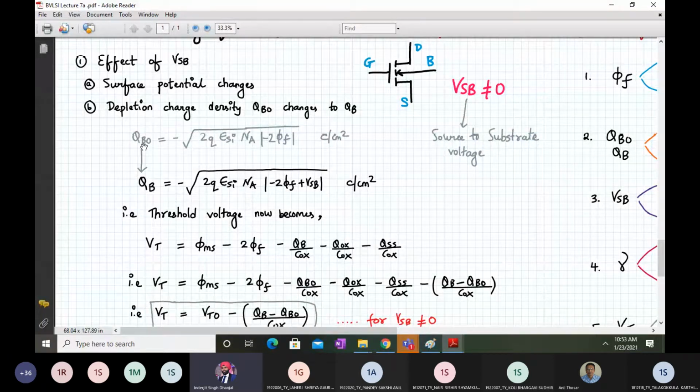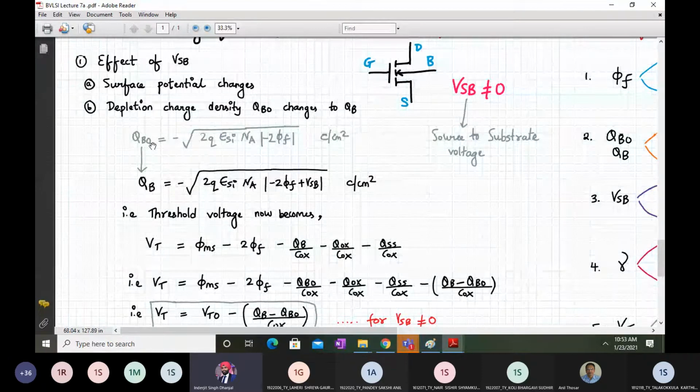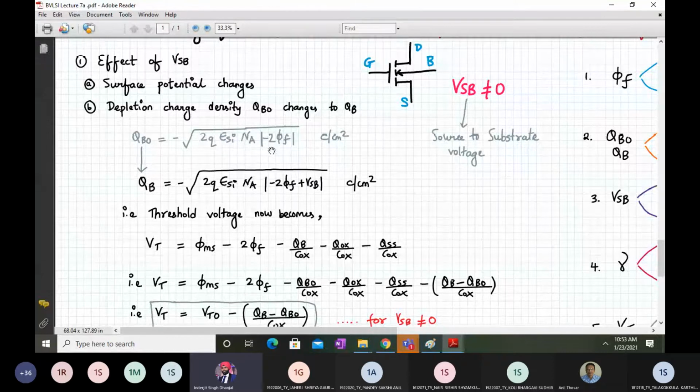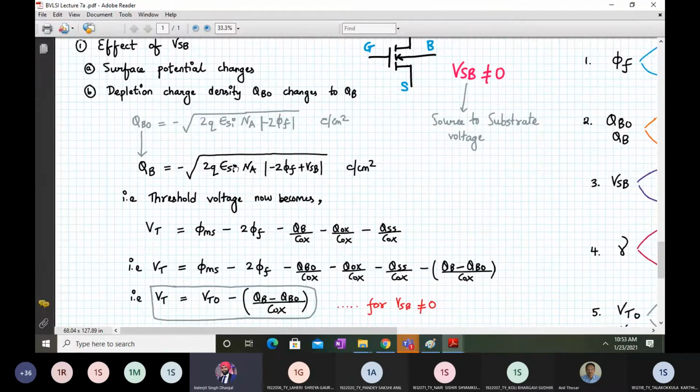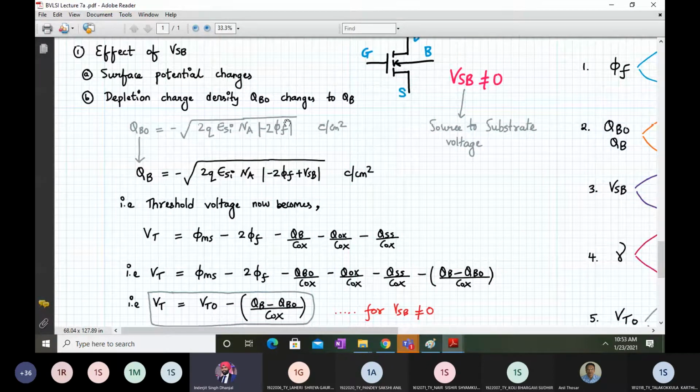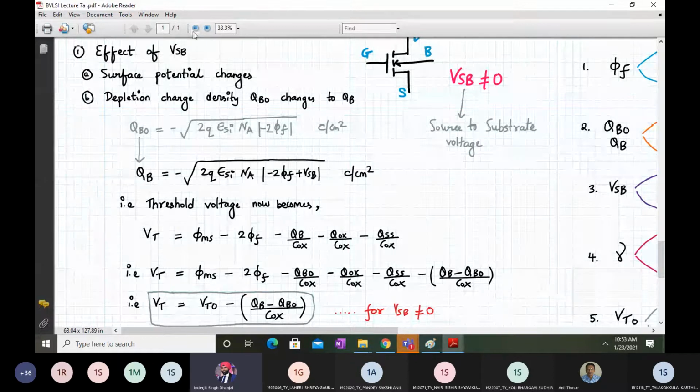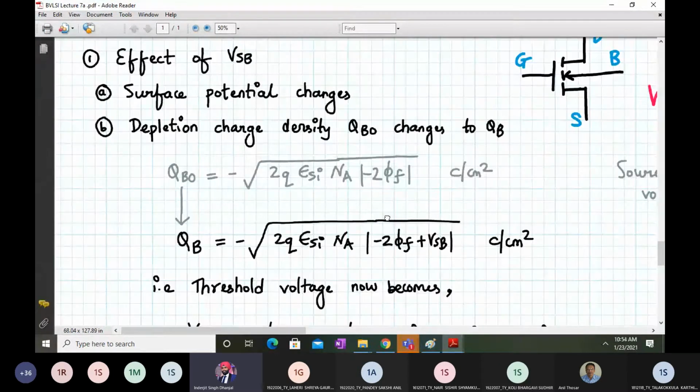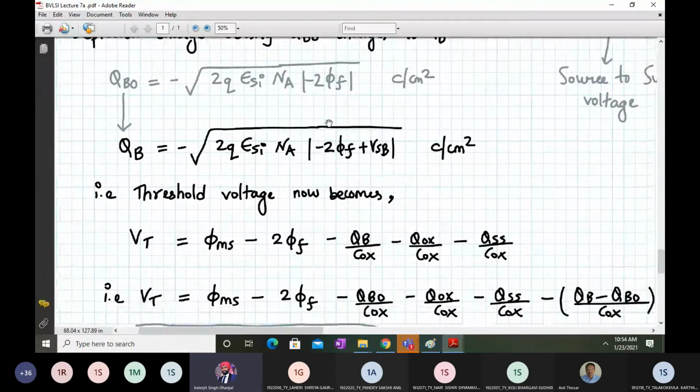Okay, so earlier the QBO formula was given by minus square root of 2 epsilon Si Na into mod of minus twice phi f, right? Now, due to the effect of VSB, in addition to this twice phi f, we have VSB also added up. So you see the drastic difference in the formula change. I'll just expand it. So QBO changes to QB. Earlier we had just minus twice phi f, but right now we will have minus twice phi f plus VSB. So this is the amount of change.